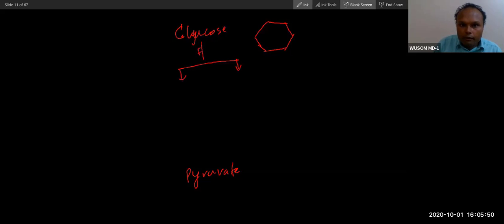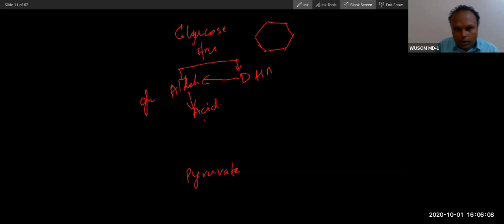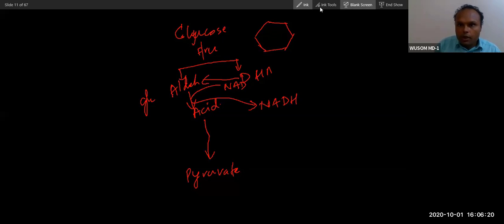Glucose will convert into fructose, and fructose will convert into dihydroxyacetone, and it will also convert into glyceraldehyde. This aldehyde will convert into acid, glyceric acid or glycerate, and this acid will convert into keto acid. Keto acid is pyruvate. When aldehyde converts into glyceric acid, there is oxidation. You already know the oxidation produces NADH.